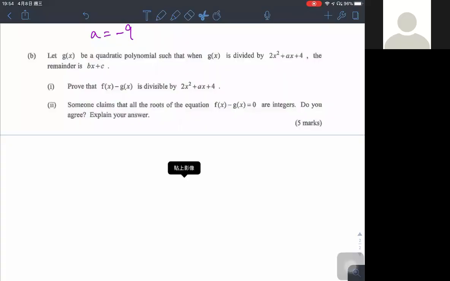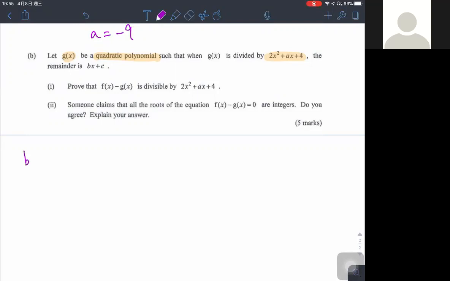Okay, and then for part B, first please read the question. It is mentioned that g(x) is a quadratic polynomial. It means that the highest power of g(x) is 2, a degree 2 polynomial. So when it is divided by 2x squared plus ax plus 4, the quotient will be a constant term, because g(x) is quadratic and the divisor is also quadratic.